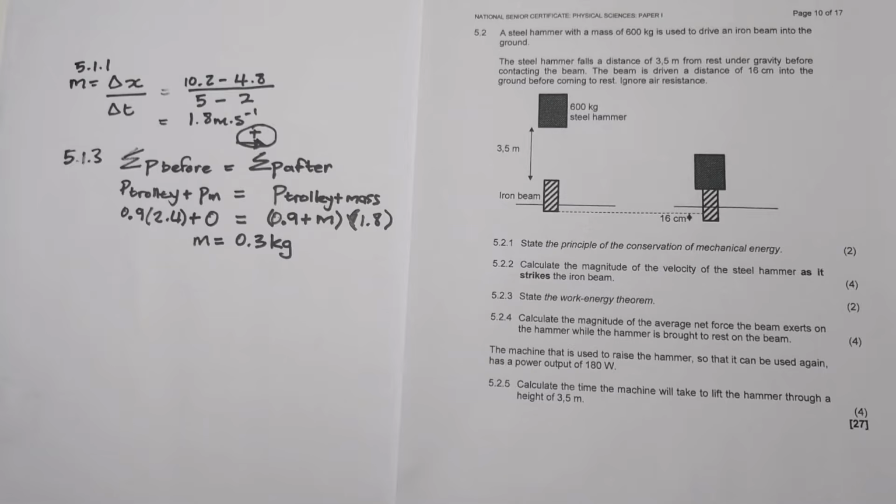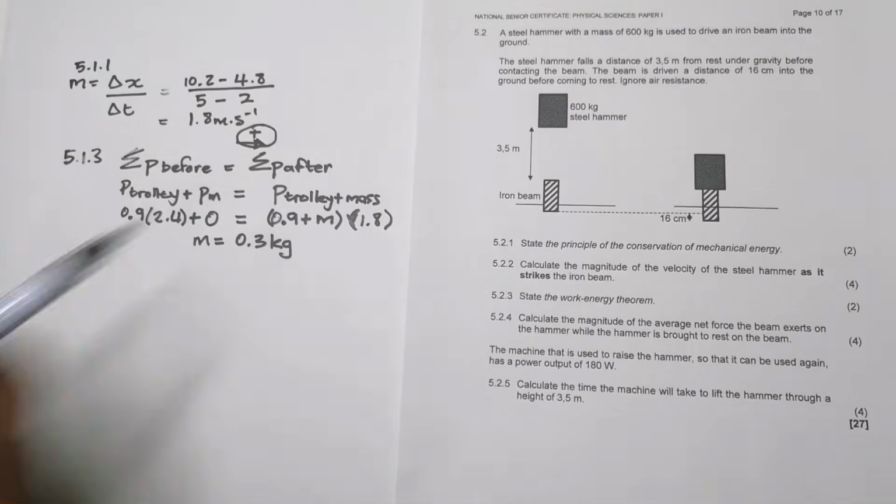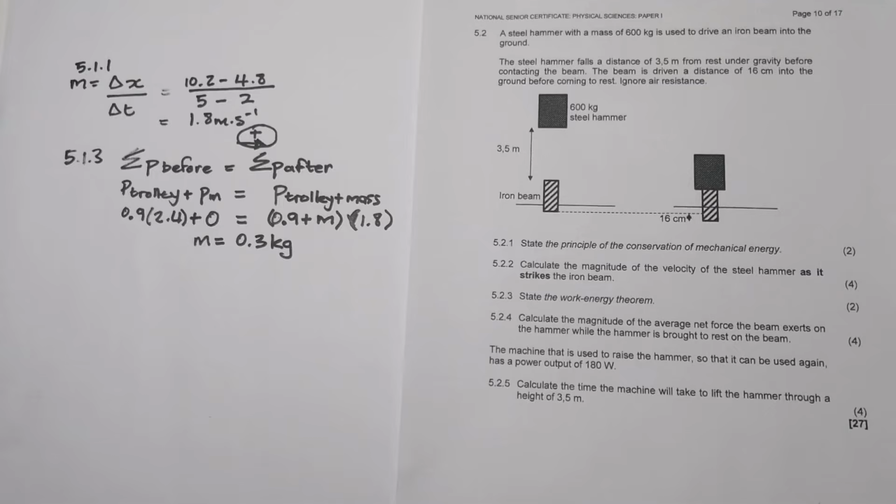They say the steel hammer falls a distance of 3.5 meters from rest under gravity before contacting the beam. The beam is driven a distance of 16 centimeters into the ground before coming to rest. They say ignore air resistance. So in this case, this tells us that this is a falling body, or in this case, vertical projectile motion, because there is no air resistance, so gravity is the only force that acts on the steel hammer.